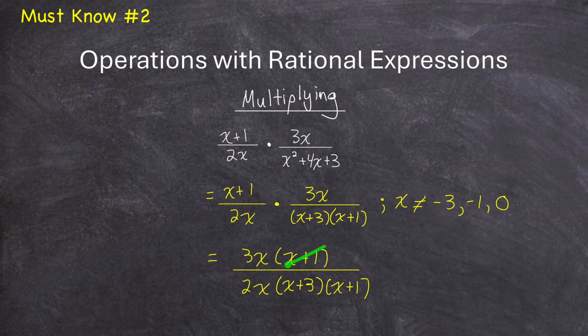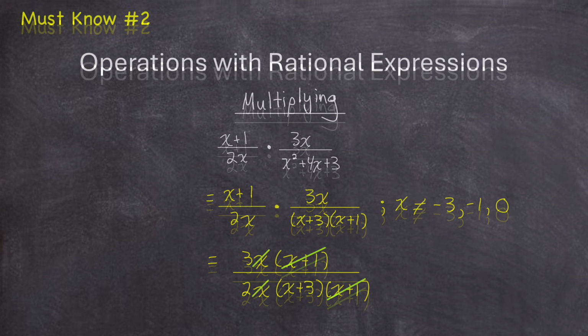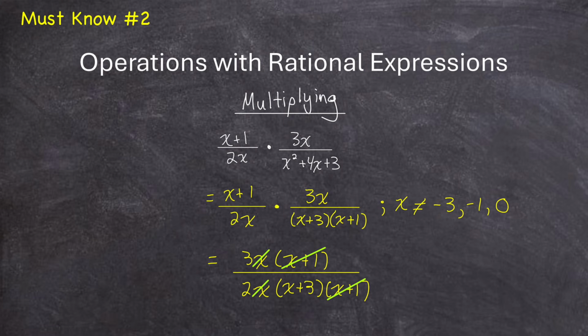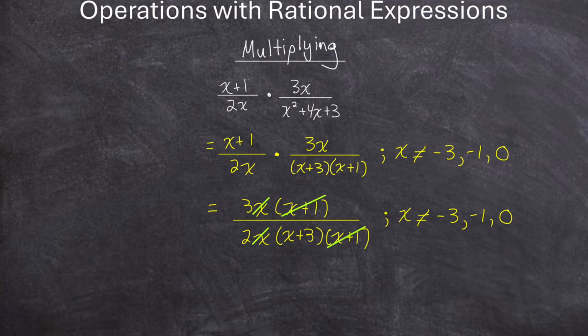These factors of x plus 1 can cancel. Since something divided by itself is 1, we can cancel those out. And also, there's a factor of x in both the numerator and denominator, so those can be canceled as well. And on each line of my simplification, I should keep writing the restrictions. And now I can write my final simplified answer. Notice in the numerator, I'm just left with 3, and in the denominator, I'm left with 2 times x plus 3. And then it's important the restrictions are written again. And now let me make some room, and let's do some other operations.